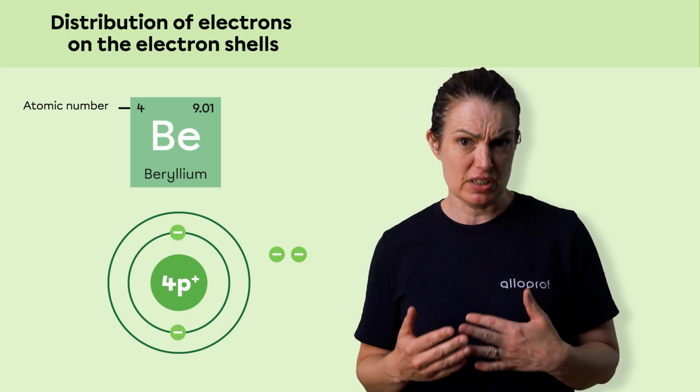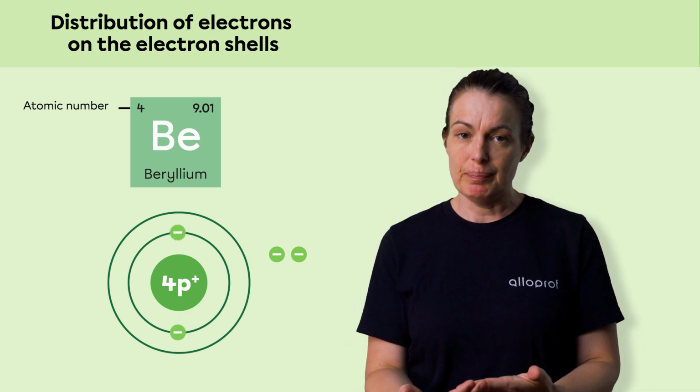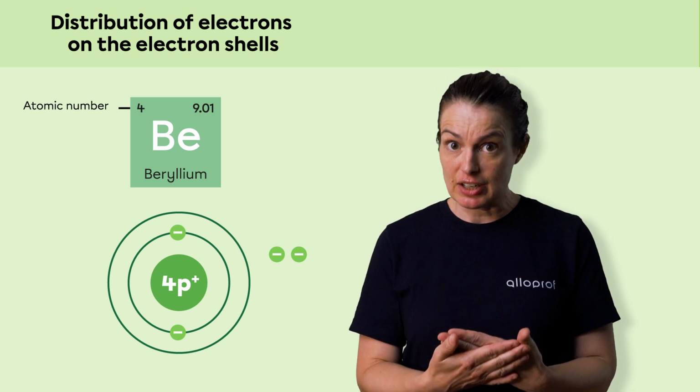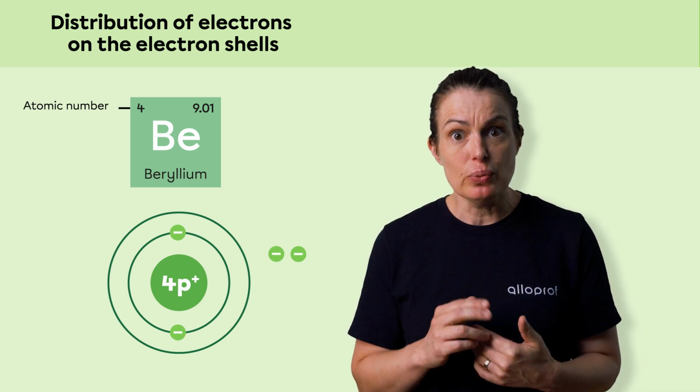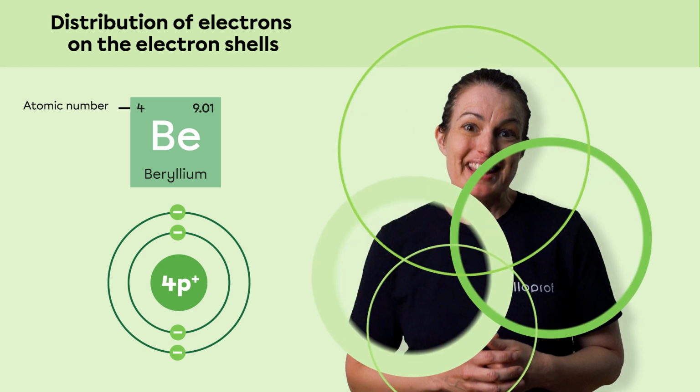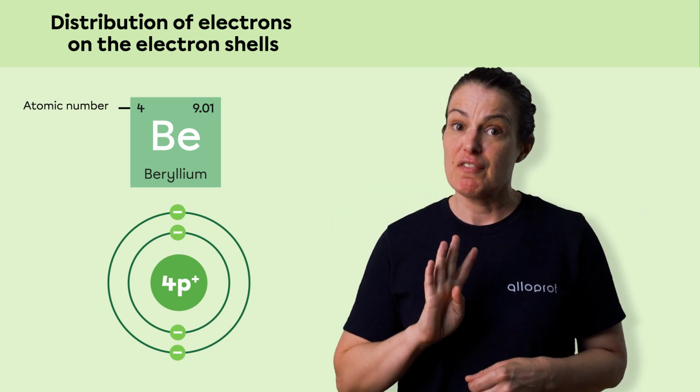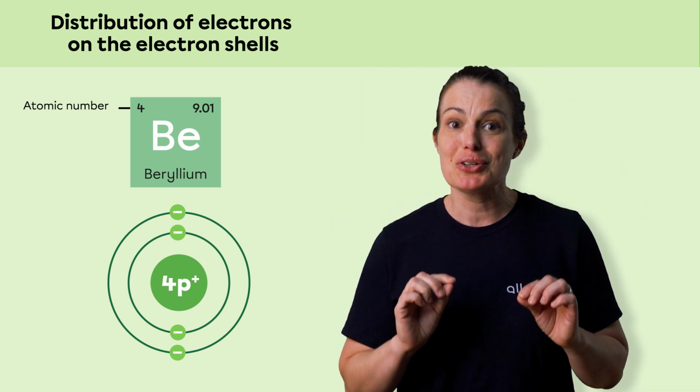There are still 2 electrons left. We move on to the second shell. Since it holds a maximum of 8 electrons, we can place the remaining 2 electrons on this shell. That's it. The 4 protons and 4 electrons of the beryllium atom are distributed properly.